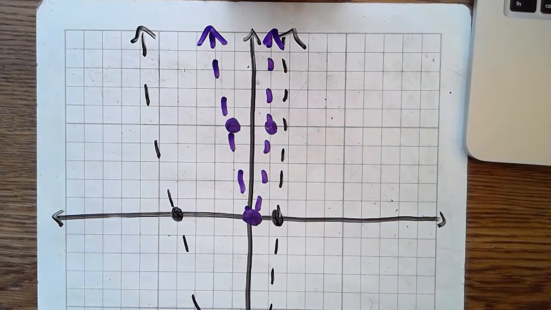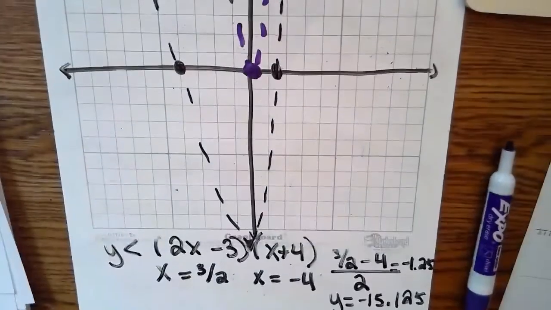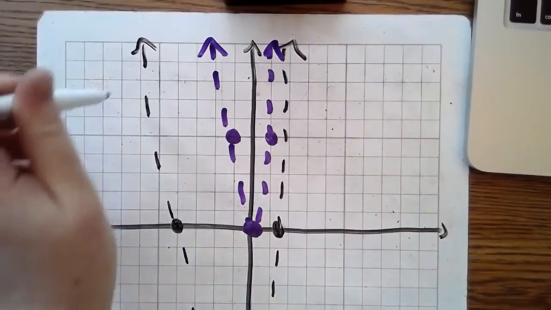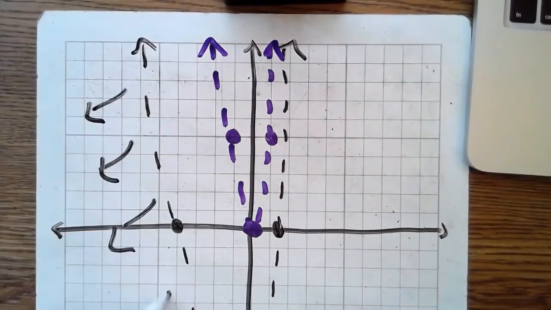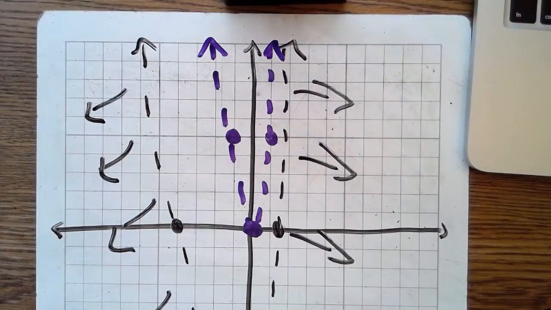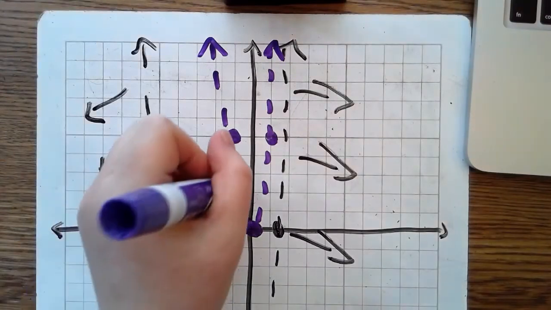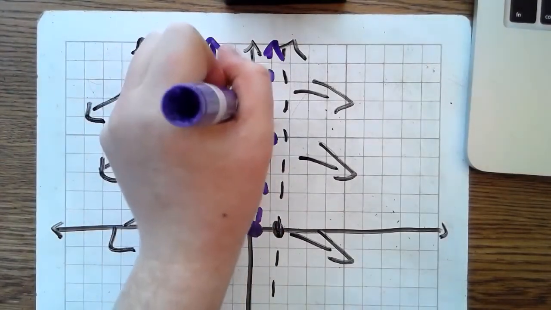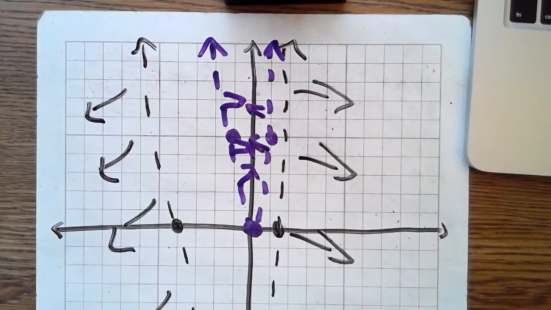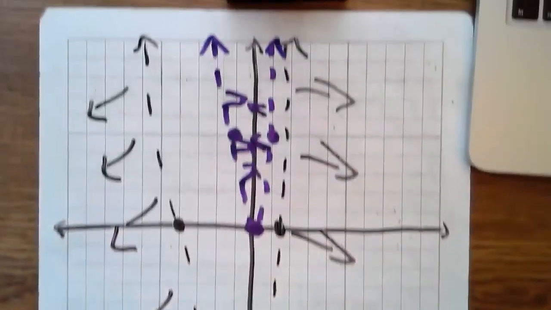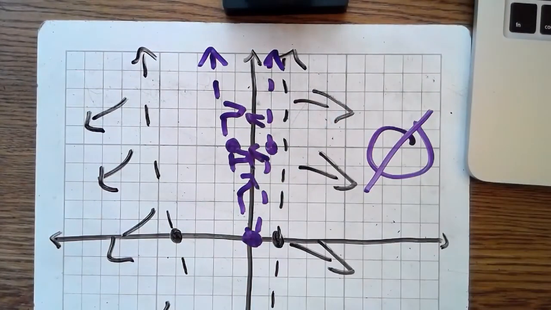So let's talk about shading. The first one says y is less than. So for the black one, it says y is less than. Less than we know is on the outside. The purple one says y is greater than. Greater than would be on the inside. So I'm looking to see where the purple and the black combine the shading, and it's nowhere. So this is no solution. These don't have anything in common.